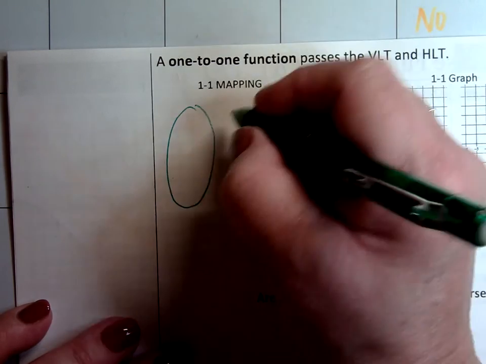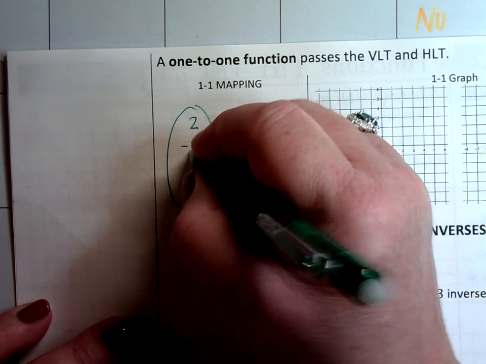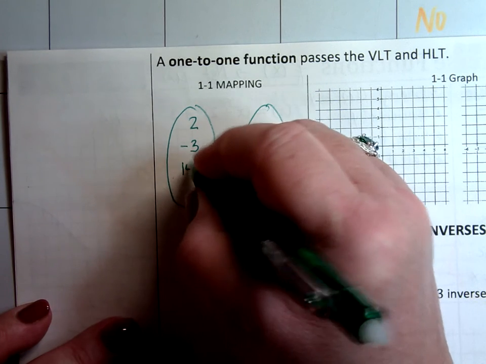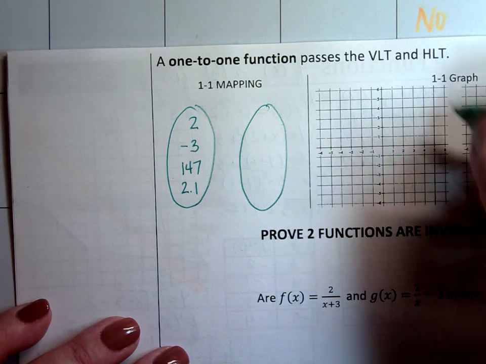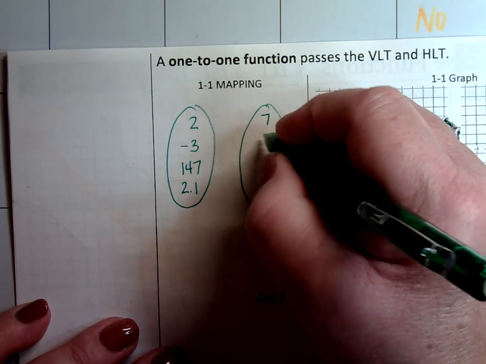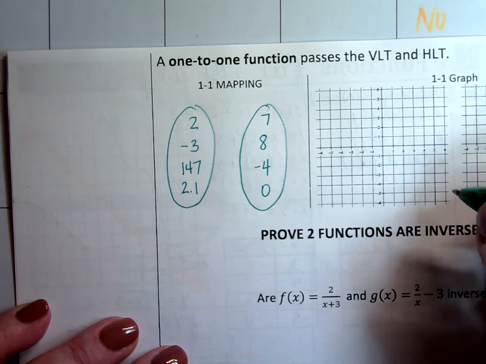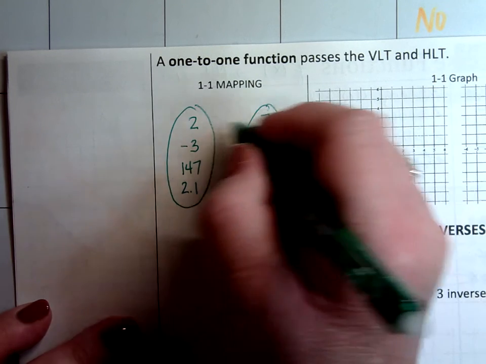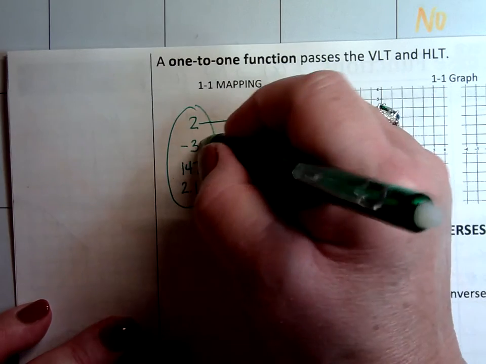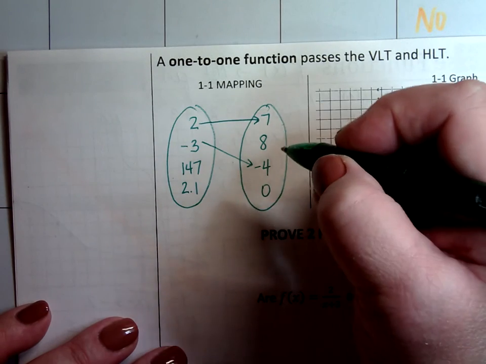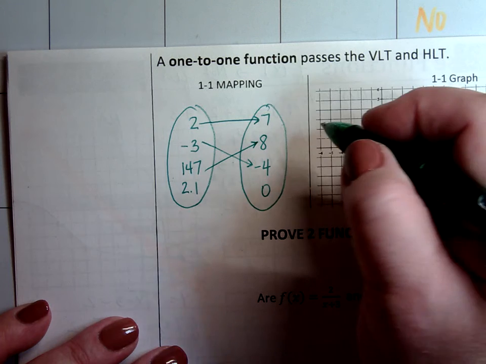I have in this left-hand bubble a 2, a -3, 147, and 2.1. Talk about arbitrary numbers, right? On this side I have a 7, an 8, a -4, and a 0. And here's how the mapping goes. 2 goes to 7, -3 goes to -4, 147 goes to 8, and 2.1 goes to 0.